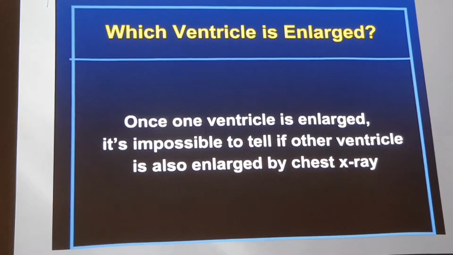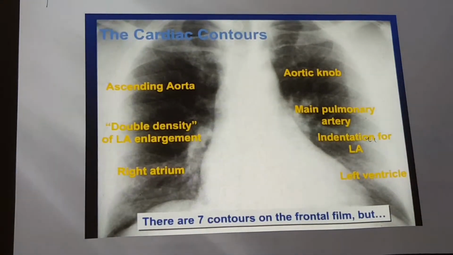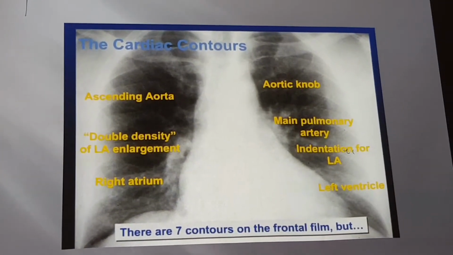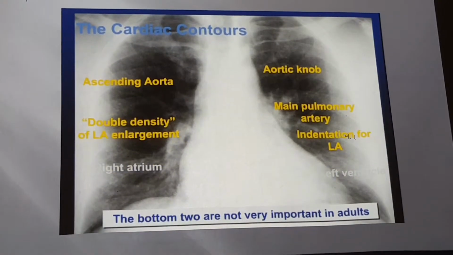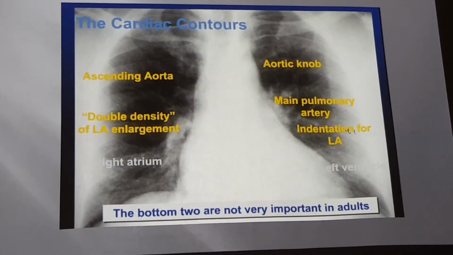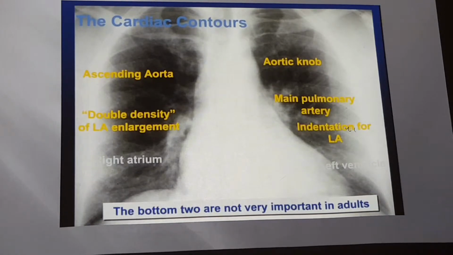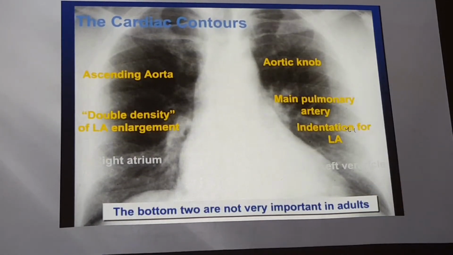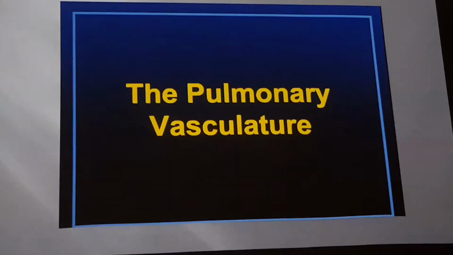So next slide. Again, remember the cardiac contours. So next slide. The bottom two are not very important in adults, but I also use the left ventricle to determine whether it's enlarged or not. So next slide.